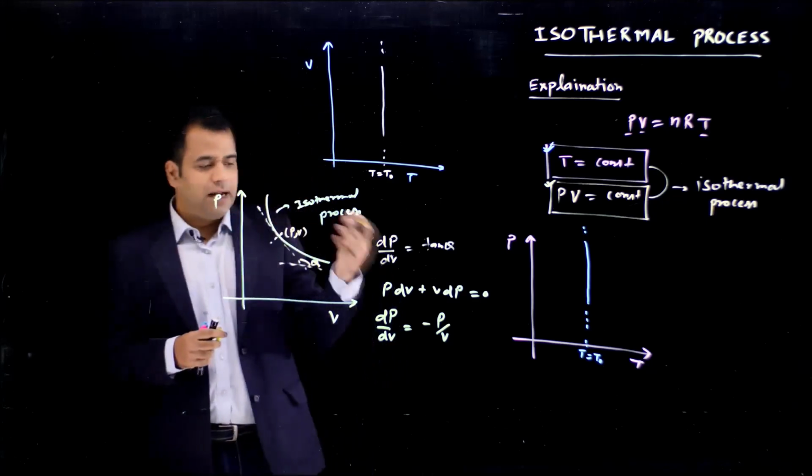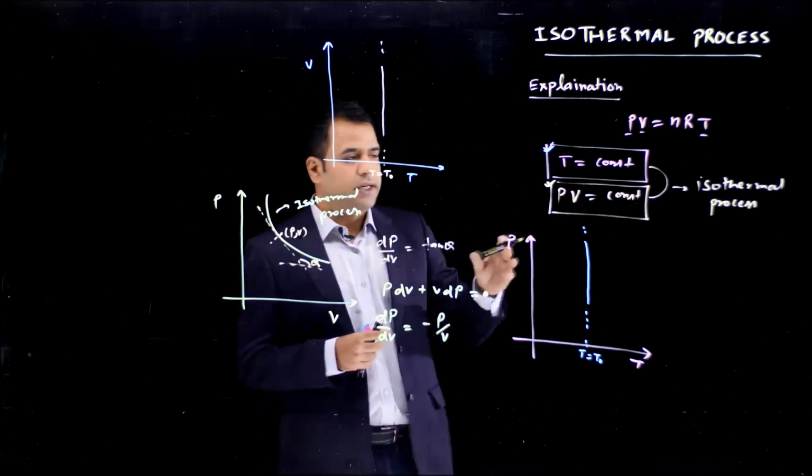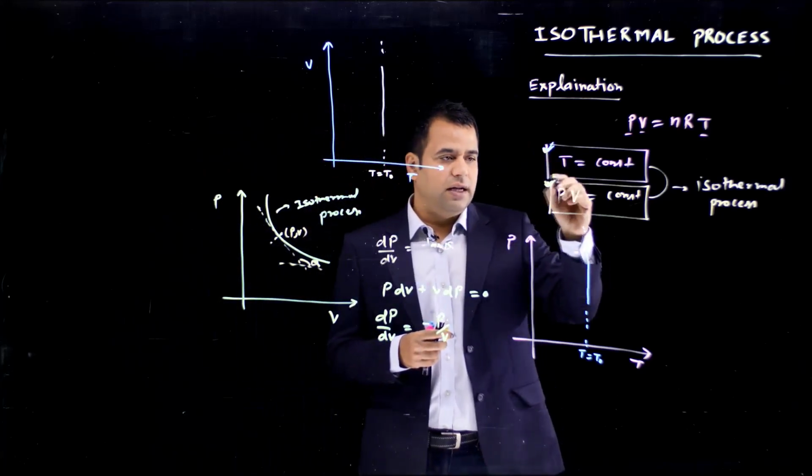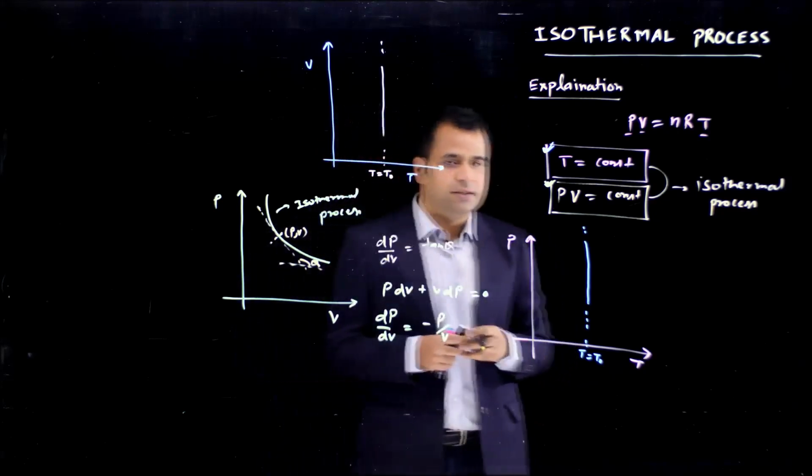So by calculating the slope, we can calculate some other things also. So this is the representation. This is the analytical representation of the isothermal process, and these three are the graphical representation.